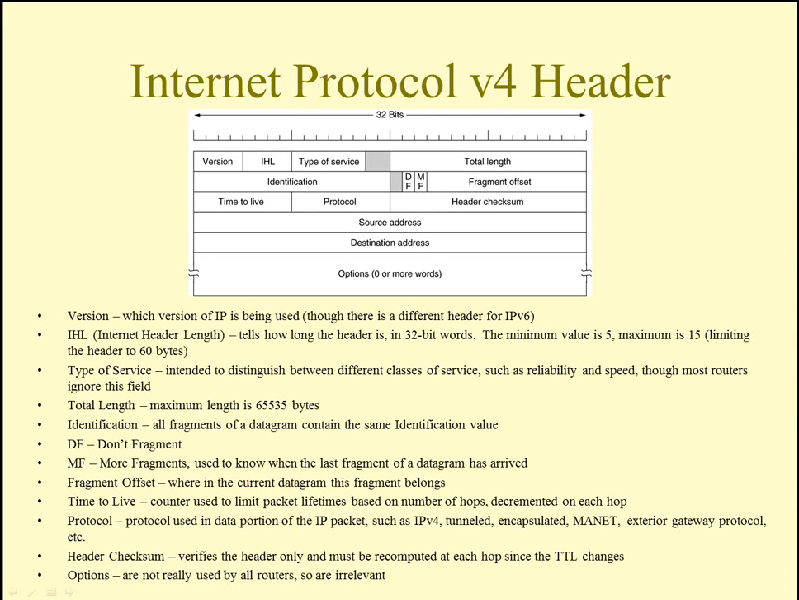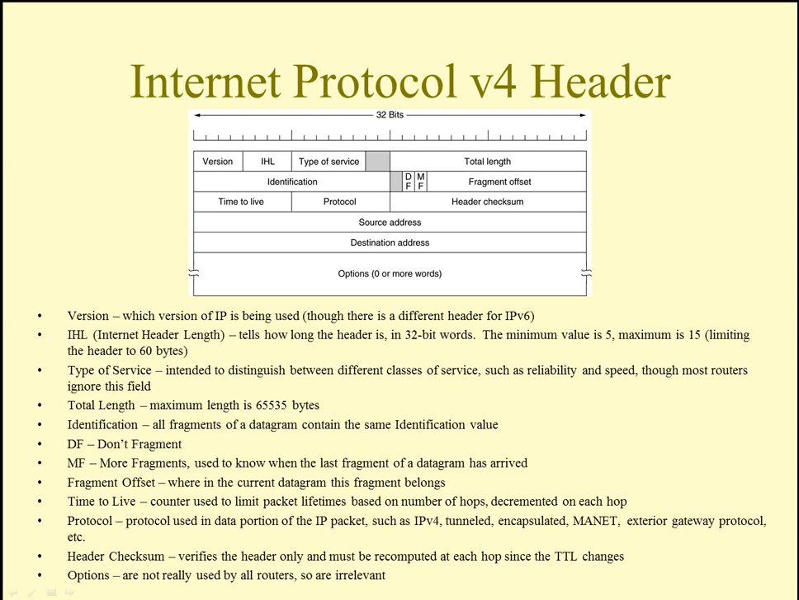Let me go back to this slide for a second. I skipped over the source address and the destination address. So you see those are going to be the IP addresses right here, the source address, and here the destination address. These are the IP addresses of the sender and the desired receiver of the packet.